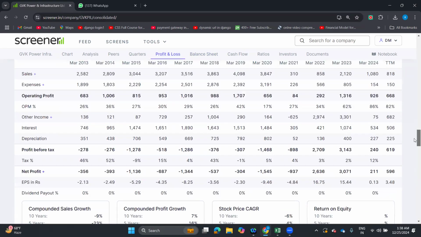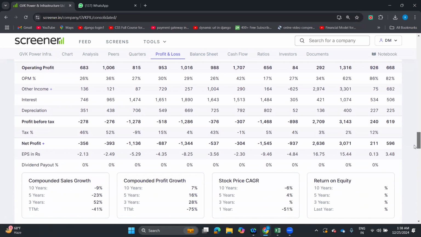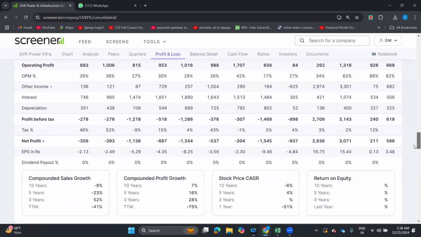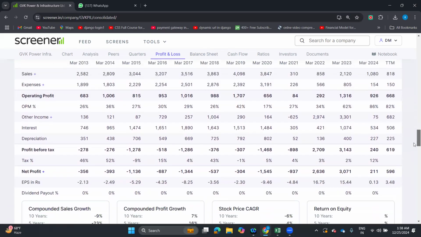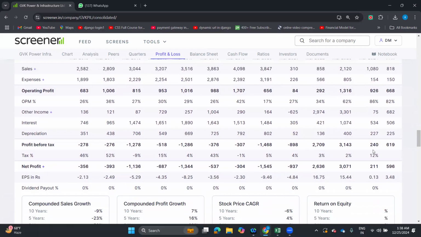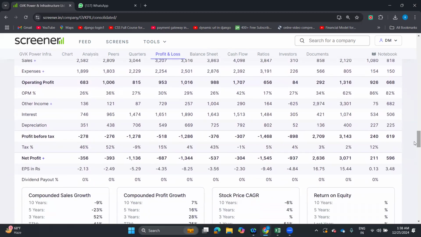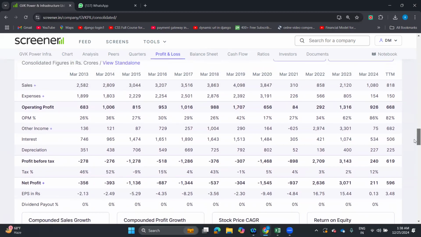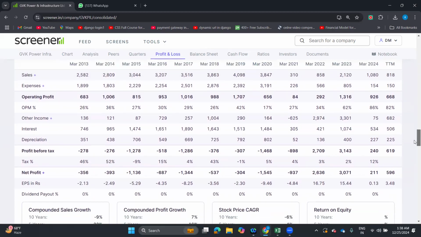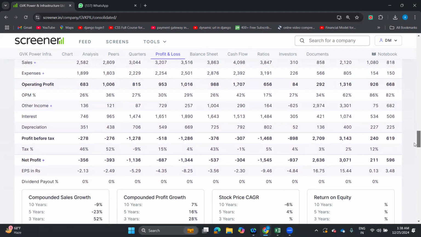Despite reduction in debt, you can see March 23 had higher PBT, and FY 24 PBT level is quite low, 240 crore. So these are a few things we need to closely observe and accordingly need to take a call.